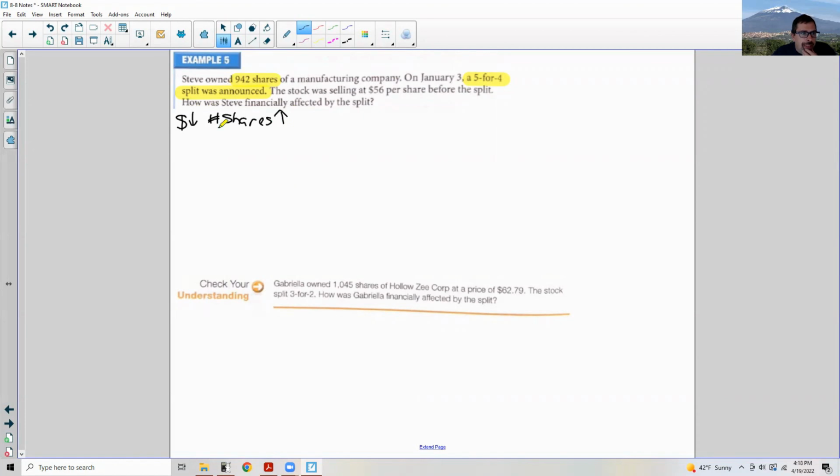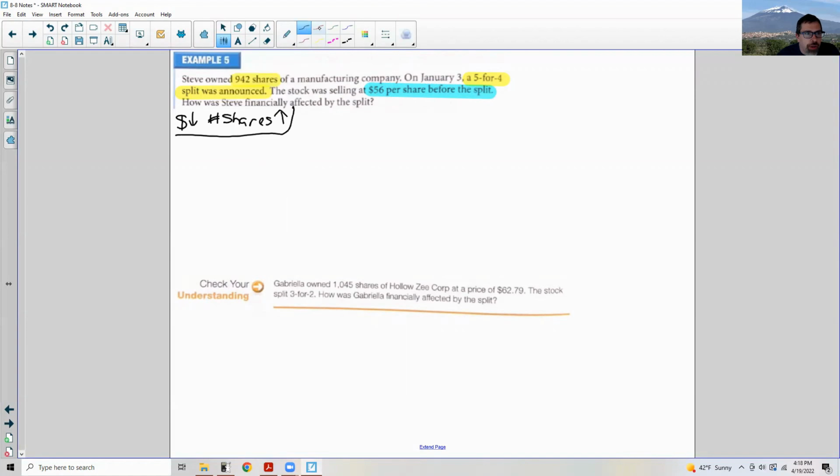Okay, so you might want to make this little note here. When you are getting more shares in a split, the dollar value for each share decreases, but the number of shares increases. All right, so with that in mind, we'll continue. The stock was selling at 56 per share before the split. How was Steve financially affected?